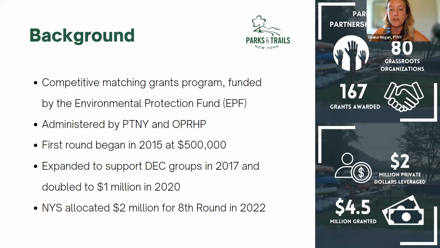In its first 7 rounds, the PTPG has funded 167 projects with over $4.5 million awarded, matched by over $2 million in private funding. This year's state budget included an 8th round allocating $2 million to the program. So in this past round, the funding available has doubled, and we'll be talking a lot more about that in our next workshop next week.